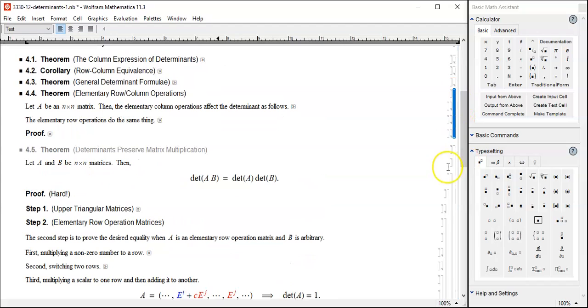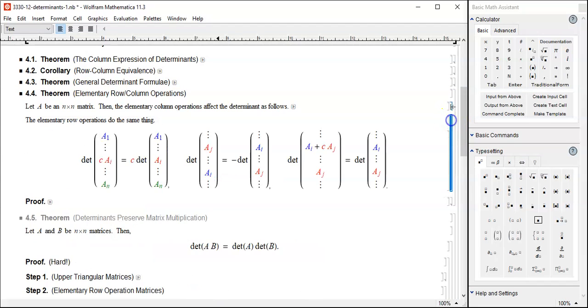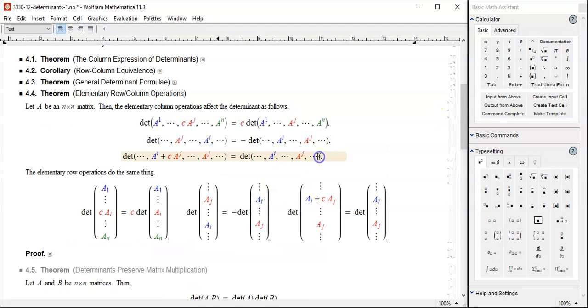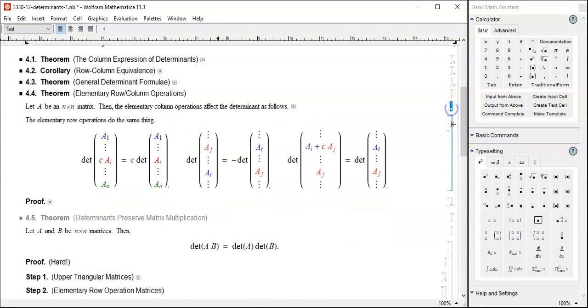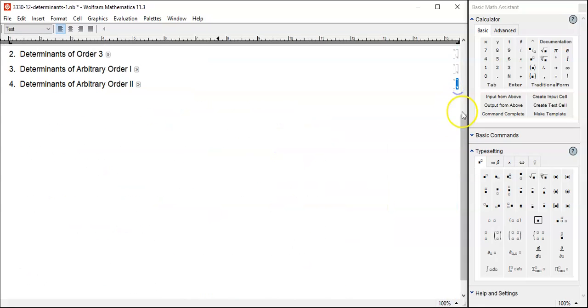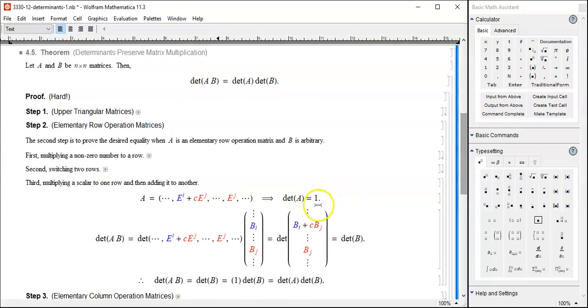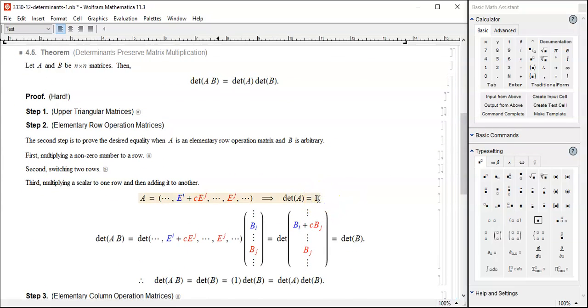Elementary row operations and elementary column operations. Yes, that determinant stays the same. Stays the same because, from the identity matrix, we did this. So determinants stay the same as that of the identity matrix. So save this 1.